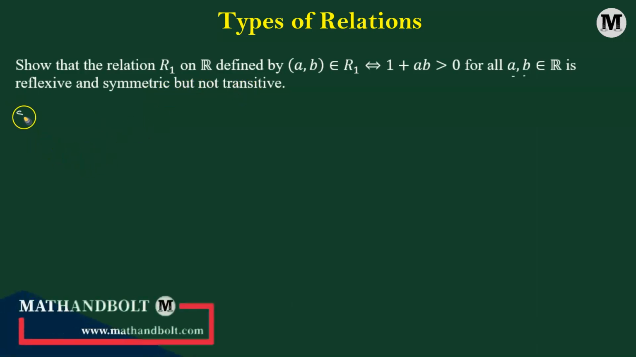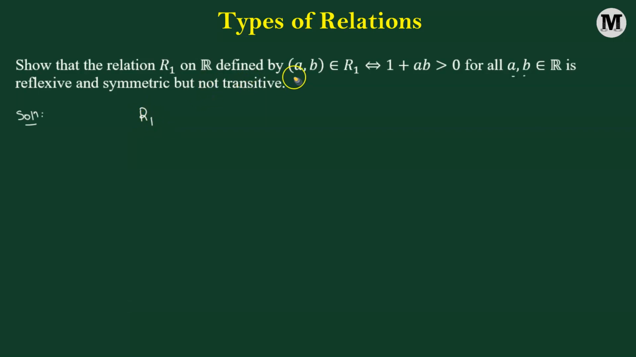Okay, let us begin. Let's try to understand the problem first. Here we have a relation R1 defined on the set of real numbers, meaning R1 has to be a subset of the Cartesian product of R with itself. R1 is defined as the set of ordered pairs (A, B), with A and B both belonging to the set of real numbers, such that 1 plus the product of A and B must be greater than 0. So this is our relation R1.